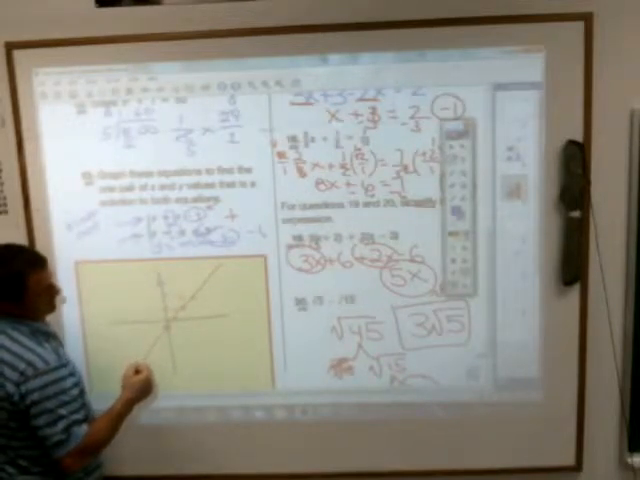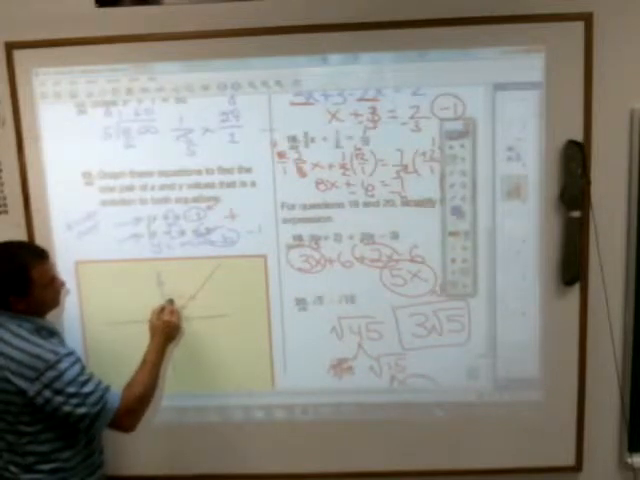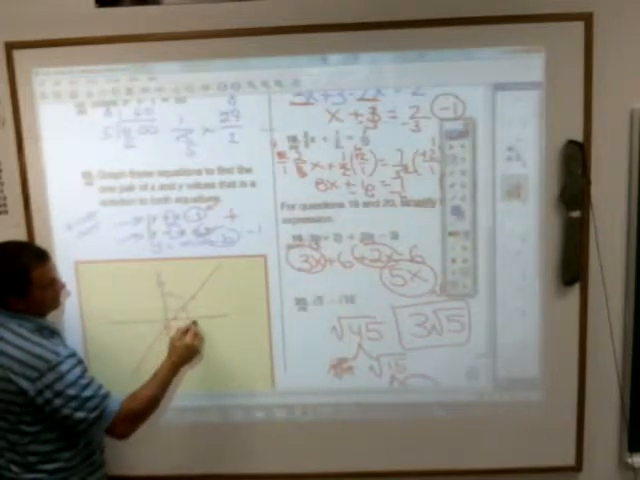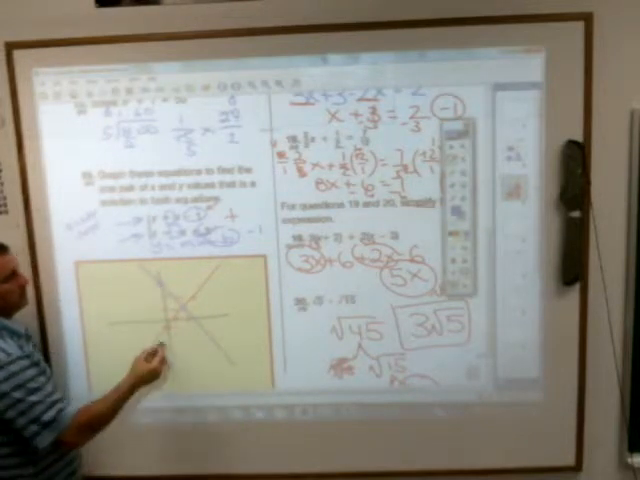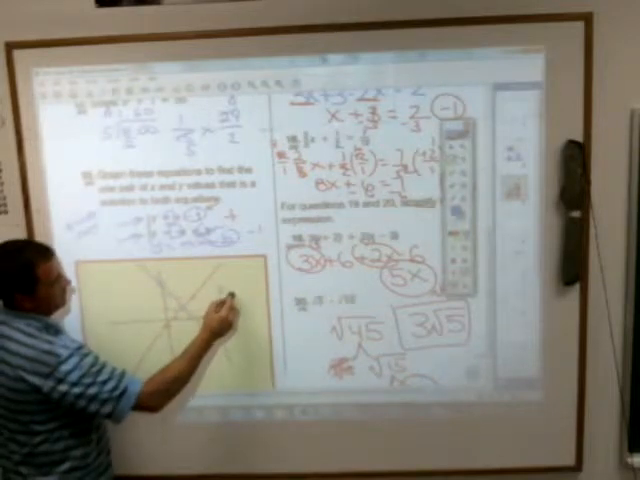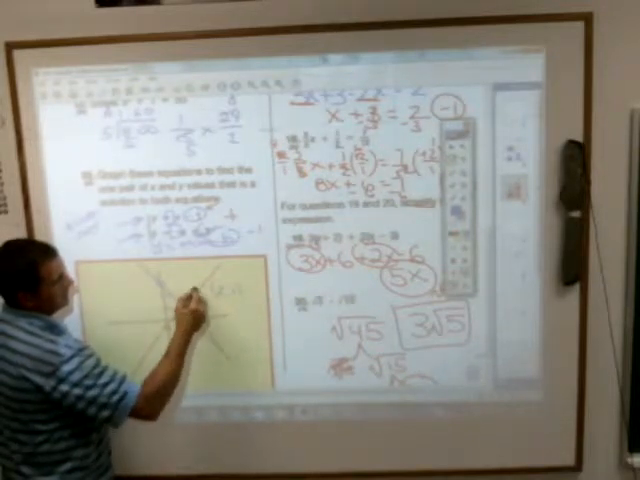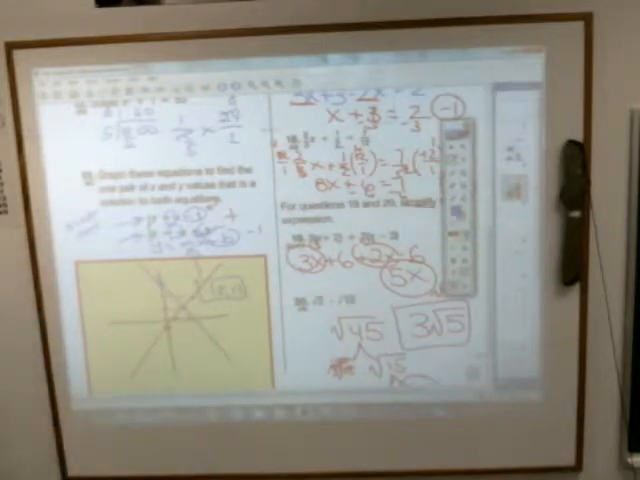Not so sure what the thing is in here. I think this is supposed to be here. It goes down 1 over 1, down 1 over 1, down 1 over 1, and you get this line right here. And the place where those two lines cross, which in this case was 2, 1, is the answer that fits both of those equations. That's right.